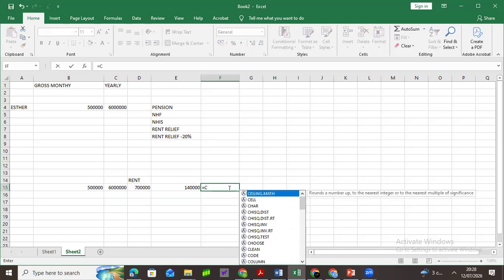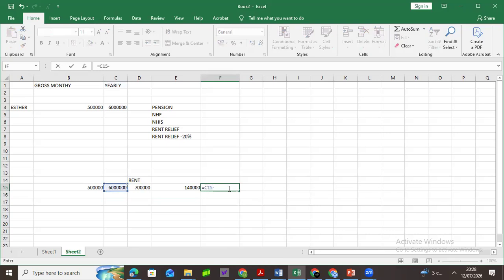That'll be 5,860,000. You see, this is what is left. So this is what I'm going to tax because I've removed the rent relief already. So meaning what we are going to tax is not as large, so your tax will not be as high as it would be in the old tax law. Do you understand? Yes.